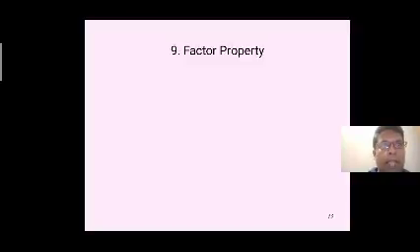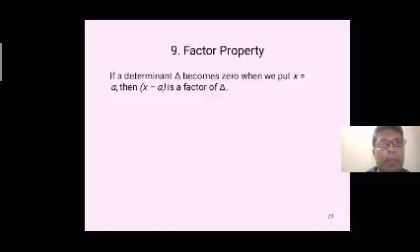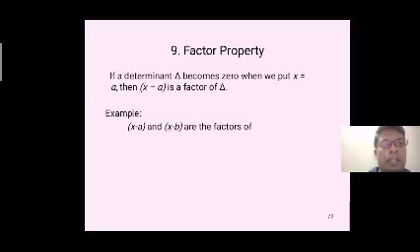Number 9, factor property. If a determinant delta becomes 0 when we put x equal to a, then x minus a is a factor of delta. For example, x minus a and x minus b are the factors of the determinant x a b, a x b, a b x.